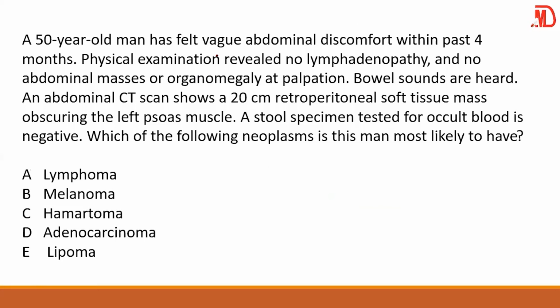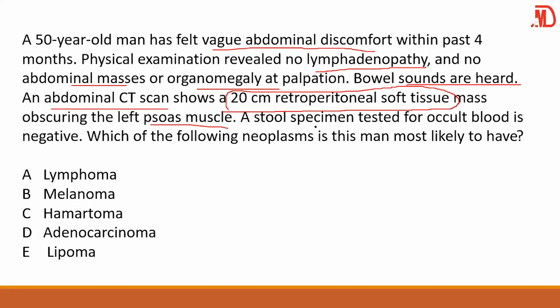We have a 50-year-old man that felt vague abdominal discomfort within 4 months. Physical examination revealed no lymphadenopathy, no abdominal masses or organomegaly at palpation. The bowel sounds are heard. Abdominal CT shows a 20 centimeter retroperitoneal soft tissue mass. These are soft tissue, these are fats. These are fat cells. A mass occurring at the left psoas muscle. A stool specimen tested for occult blood is negative.